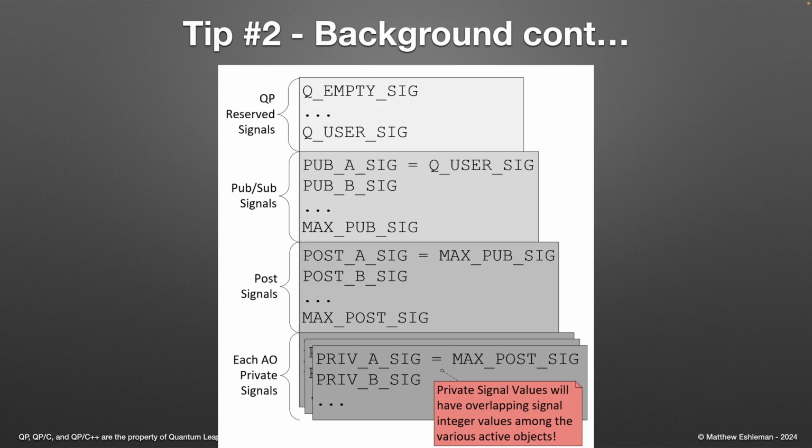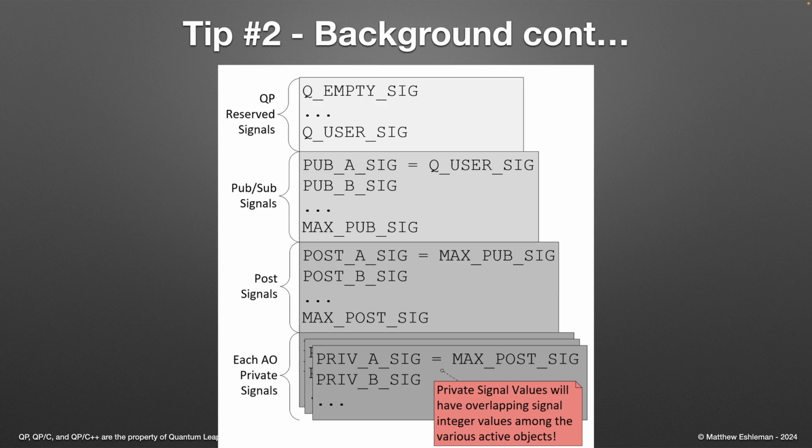And this is where the mistakes start to happen. If you're just a 1 or 2 person project, these type of mistakes probably aren't going to happen. But in the larger projects that I've been involved with, several things happen. Somebody keys their private signals off the max publish subscribe signal instead of the max post signal. So now their private signals are overlapping with the posted signal values.